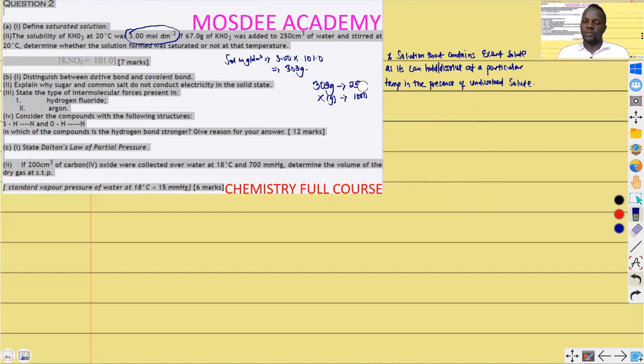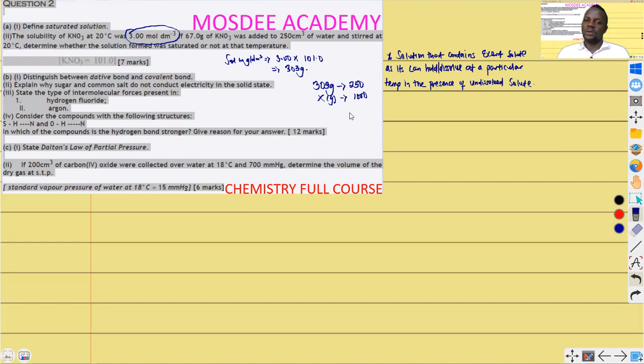303 dissolve in 1,000. Should be 303 dissolve in 1,000. How many will we dissolve in 250? So this should be the way it should be done. We make the solubility formula here, the same thing. 303 gram dissolve in 1,000 dm cube, or 1,000 centimeter cube. How many will we dissolve in 250? So that is the way it should be.